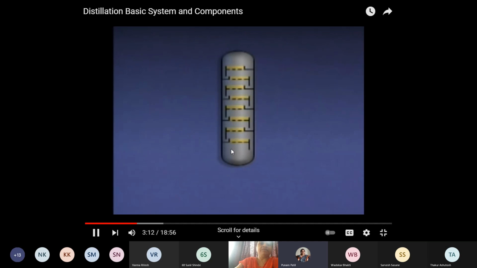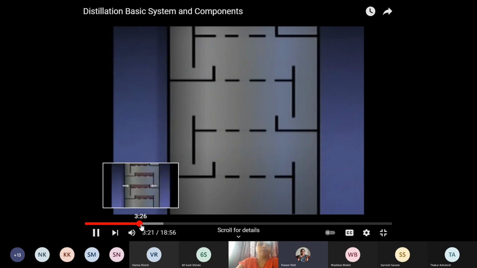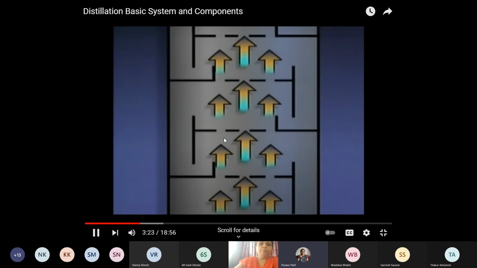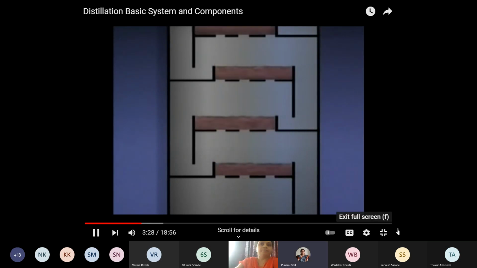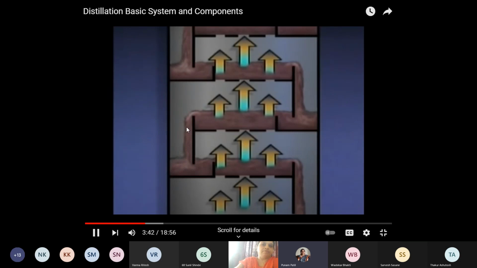You can see the sieve trays. Okay, there are no caps. This is called a sieve tray arrangement. Openings in the trays allow the vapor to rise up. These are the walls of the tray so that the liquid can stay on the platform. This is called a downcomer. Somewhere the liquid falls on the other tray.